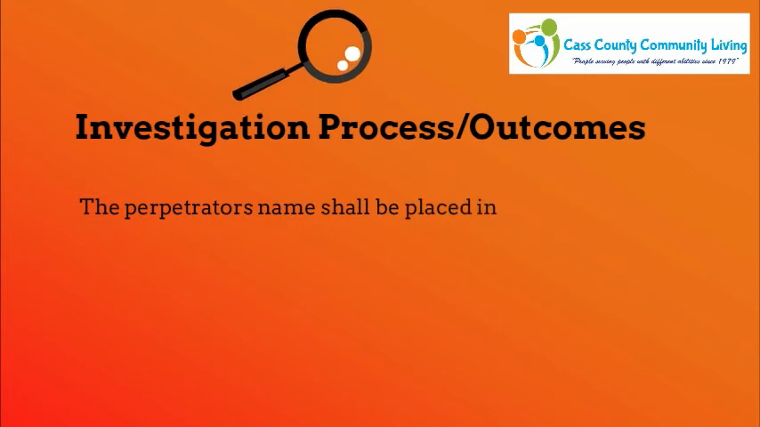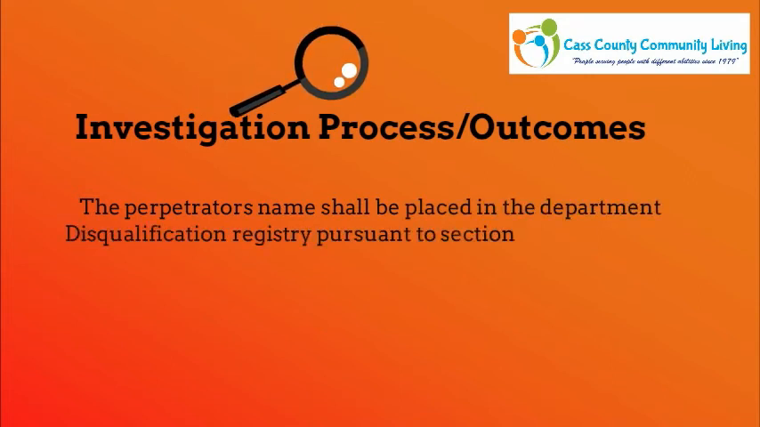Once the allegations of abuse and neglect are substantiated, the perpetrator's name shall be placed on the Department Disqualification Registry, the Family Safety Care Registry, pursuant to state regulations. This will disqualify this employee from ever working in the care industry again.